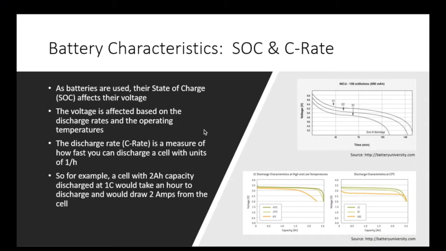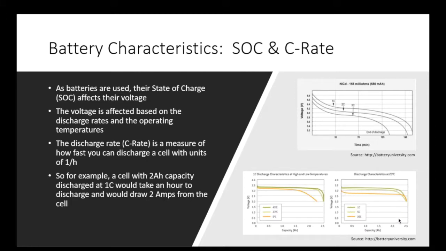Cool. All right, so one of the first things to consider when using batteries is some of their characteristics and how they react with use. The first one of these is the state of charge curve, and this shows how a battery's voltage changes with how much of its capacitance has been used in its discharge. You can see from these curves that the battery's voltage depends on how much of the capacitance has been used.